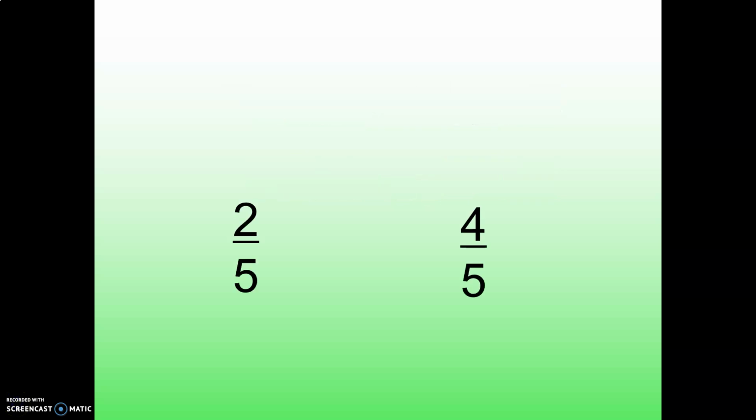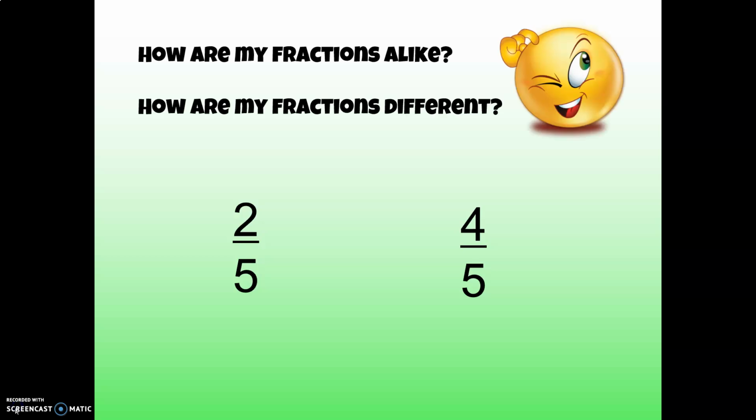Let's first look at these two fractions, 2/5 and 4/5. I need to ask myself, how are my fractions alike? How are my fractions different? Well, I notice that my numerator, or the number of pieces, is different, but my denominator, the number of pieces in the whole, is the same. I'm wondering how I can use this to compare fractions.